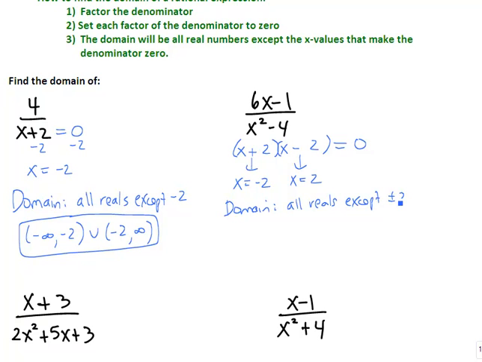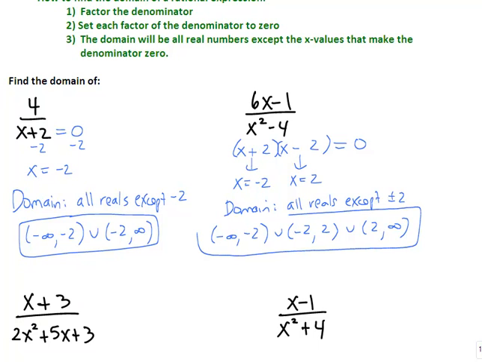plus or minus 2. If you want to use interval notation, then you're going to have the intervals minus infinity to negative 2, union negative 2 up to positive 2, union 2 up to infinity. So our domain is all the real numbers except negative 2 and positive 2 because I've left a hole at negative 2 and a hole at positive 2.